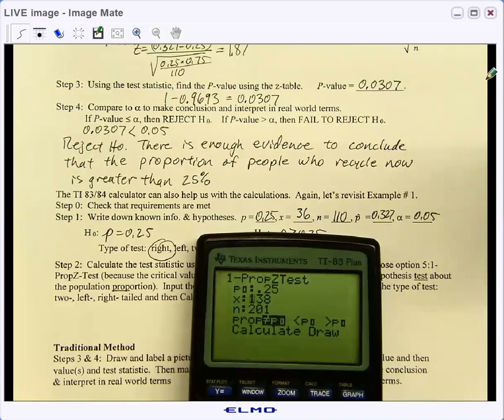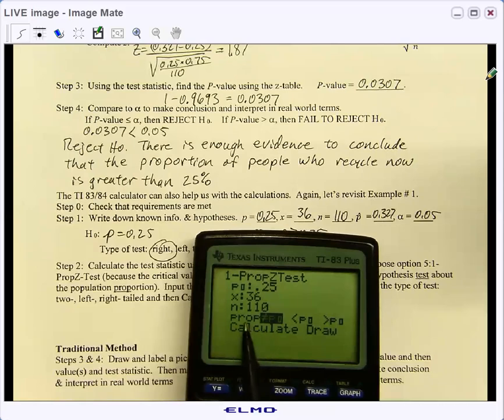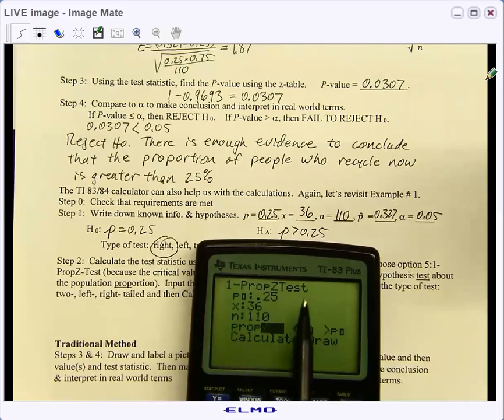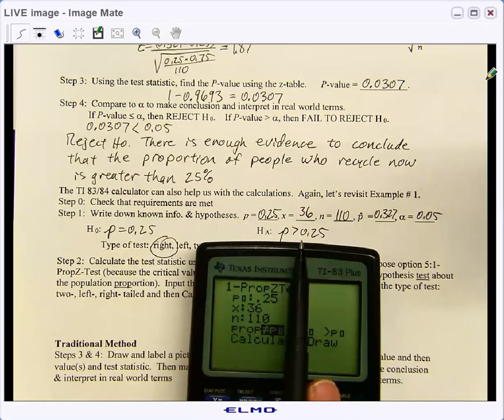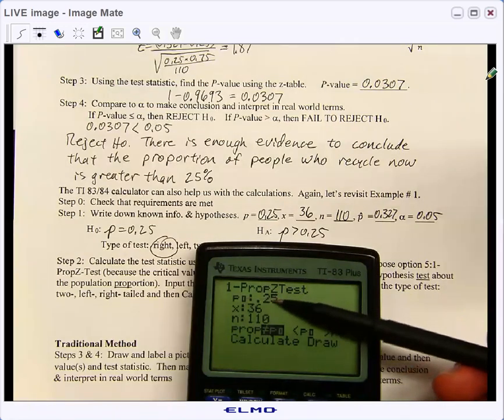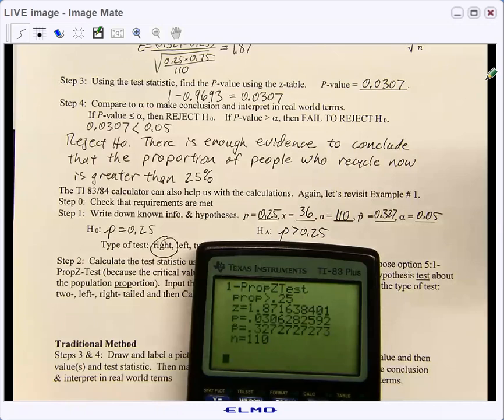X, which is 36, and N was 110. And here is our way to tell the calculator what our alternate hypothesis is. And in our case, it's that the proportion is greater than 25%. And remember that p-naught, we told it, is the number 25%. So we want prop to be greater than 25%. So we're going to pick the greater than option here and hit calculate and write down what we see.